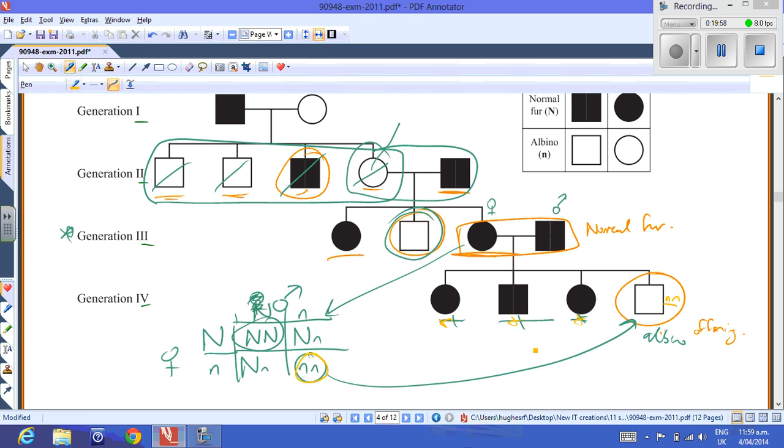But in terms of the genotypes, they could be either large N, large N, or they could be large N, small n. So the only way to determine what the actual genotype is would be for them to go on and mate with another gorilla, and then look at the next generation that follows to provide evidence of what the actual genotypes were of the parents.